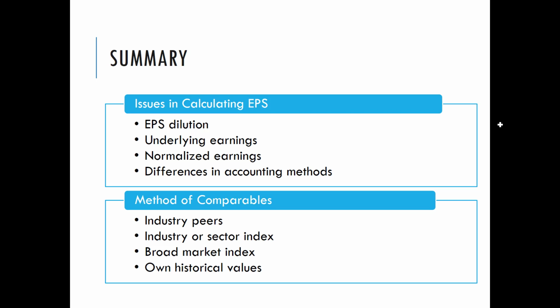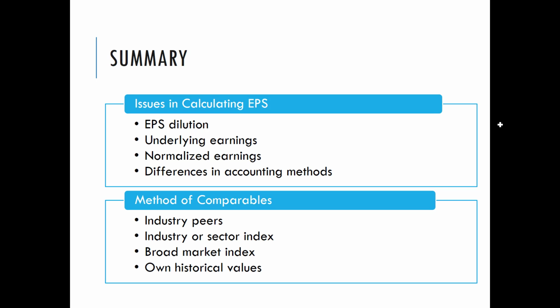So trying to figure out what is the true underlying earnings, or even trying to normalize earnings when they fluctuate from year to year. And again, just like most of the other things, when we have huge differences in the accounting methods, it's going to influence the earnings per share because earnings is an accounting number.